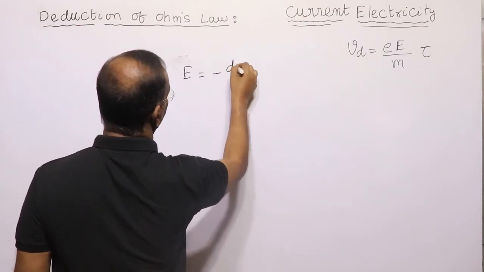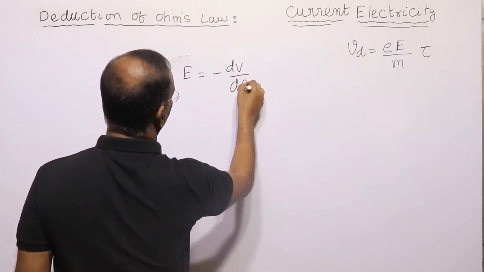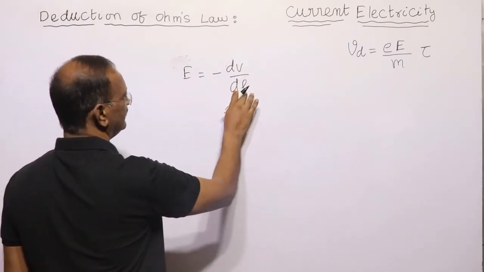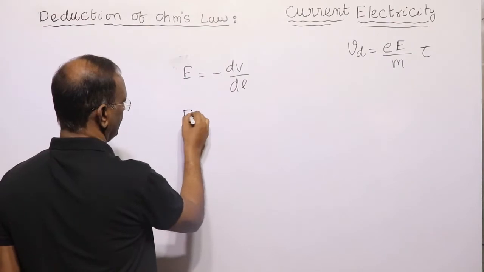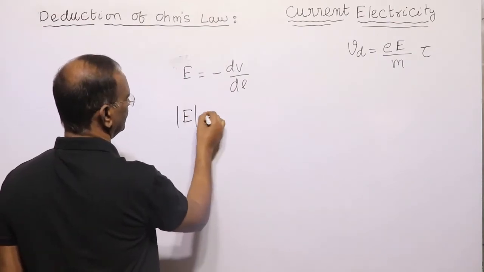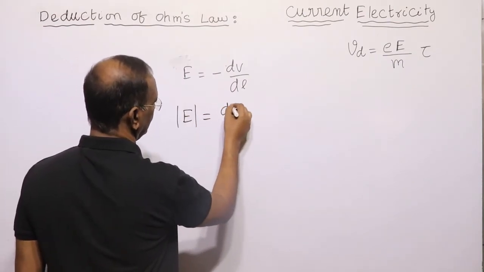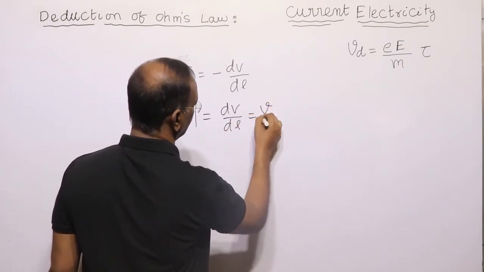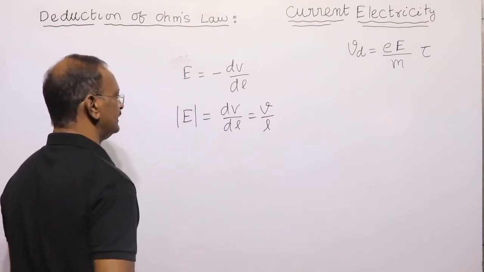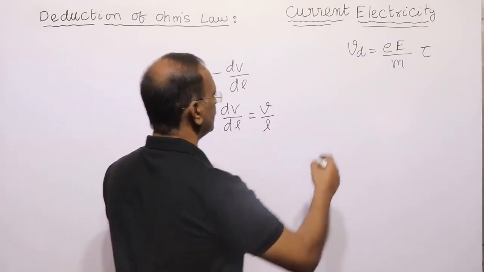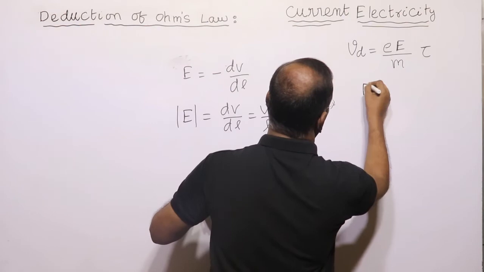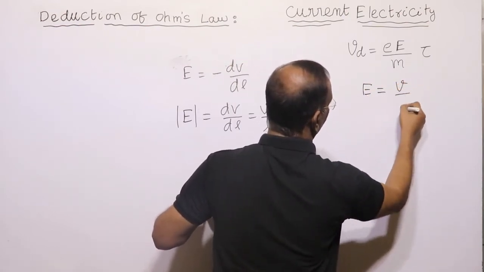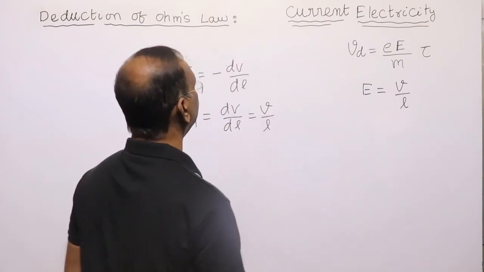Here dV is the change in applied potential, and dl is the length. In magnitude, it becomes dV by dl, which is nothing but the applied potential divided by the distance. Or we can write the applied electric field is equal to V by L.